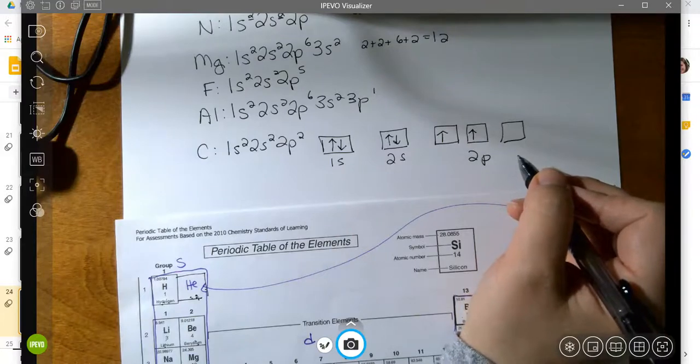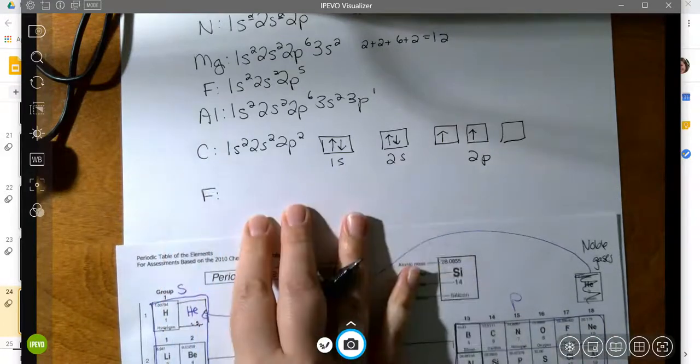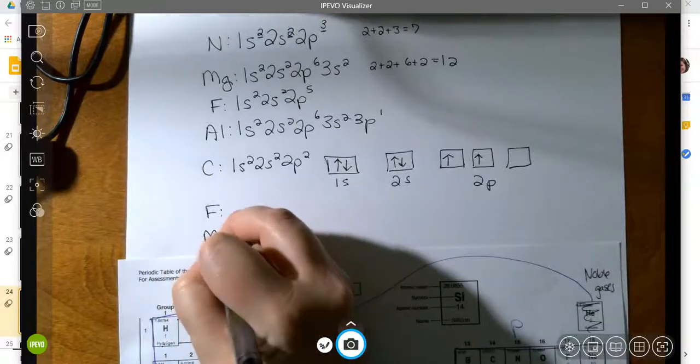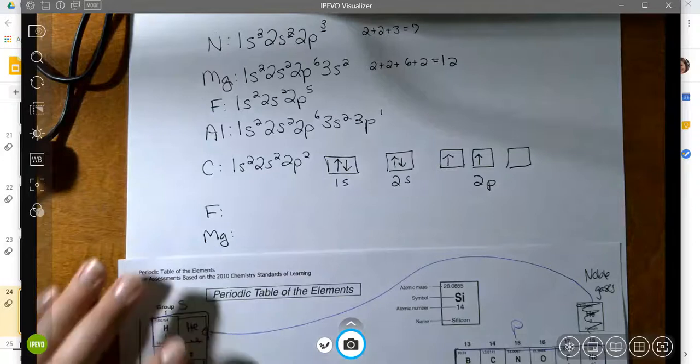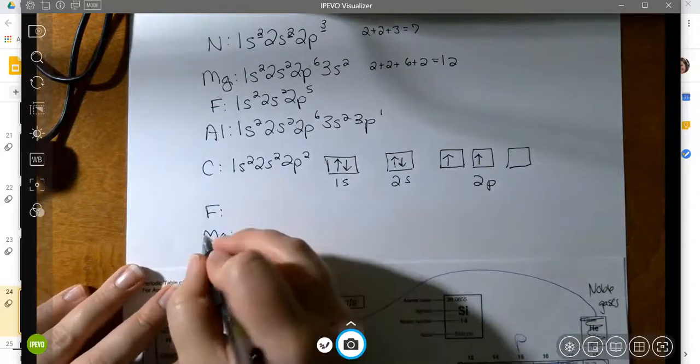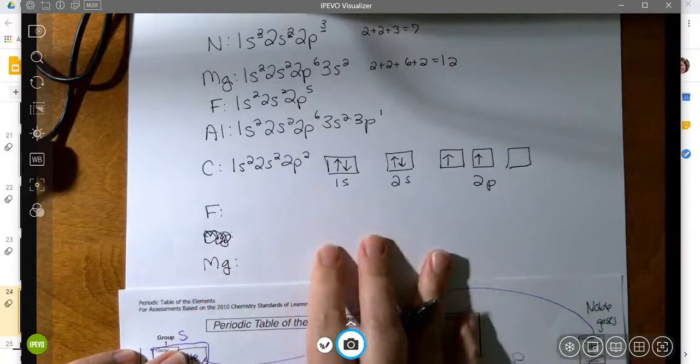I have an empty 2p orbital. That's totally fine. All right, so I want you to pause for a sec. Try fluorine and magnesium. We already did their electron configurations up here, so you can use those to help you. Okay? Should have left a little more space. All right, so press play when you're ready to go over them.